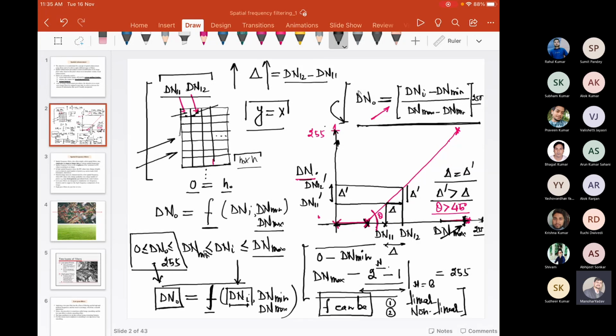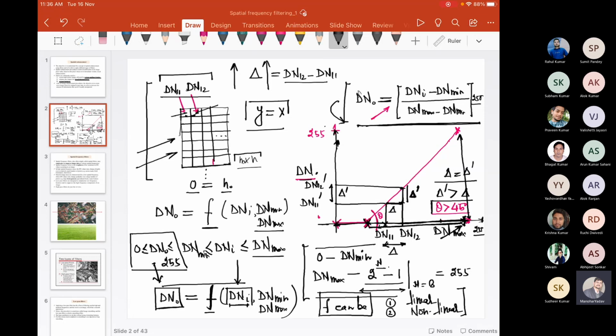So the shorter range, this range is DN max. While drawing this line, this entire range is less than this one. This entire range is 255, while this range is less than 255. This is the reason why this theta is more than 45 degrees. And in that case, the differences between two digital numbers are enhanced over here.